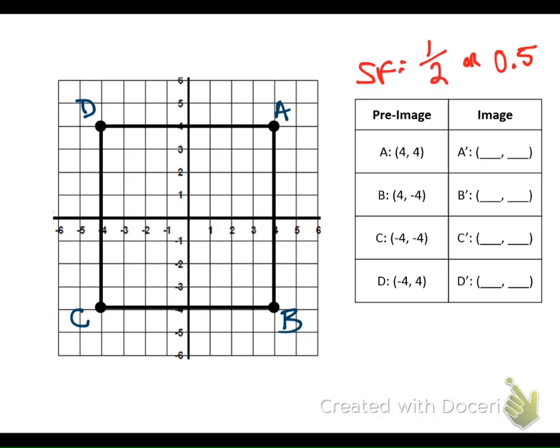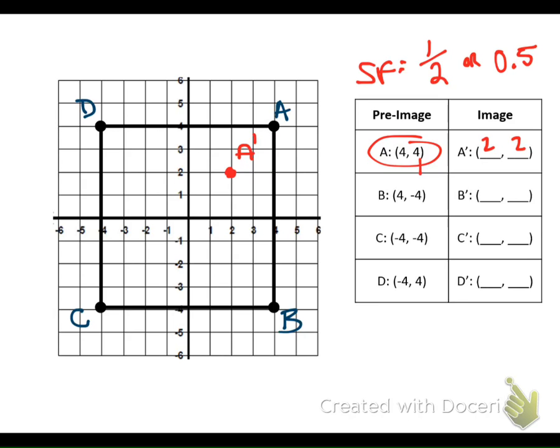When I perform this reduction, I want to look at multiplying all my numbers for the point. So starting at point A, I want to multiply both the x and the y by my scale factor. So if I take half of 4, that's going to give me a 2, and then half of 4 again, that's going to give me another 2. So that brings point A prime down to (2, 2). And here's my new A. So you can already see that it's kind of moved in, like it's going to get smaller.